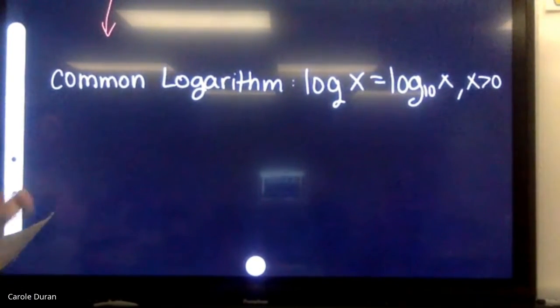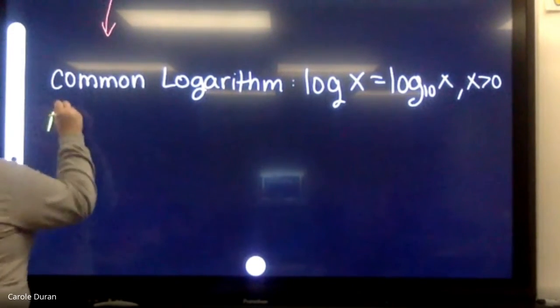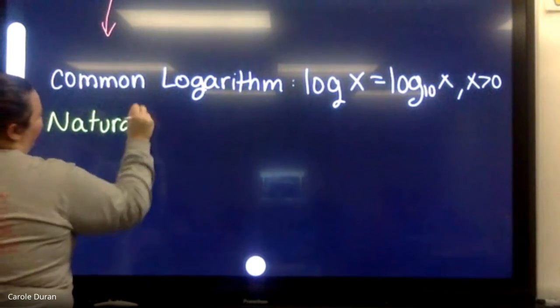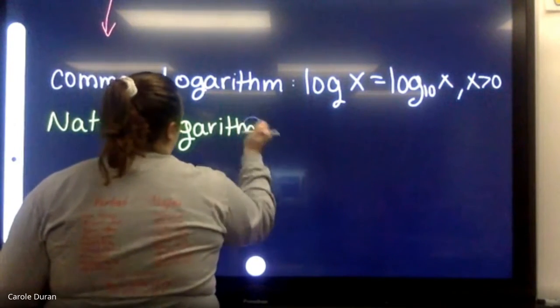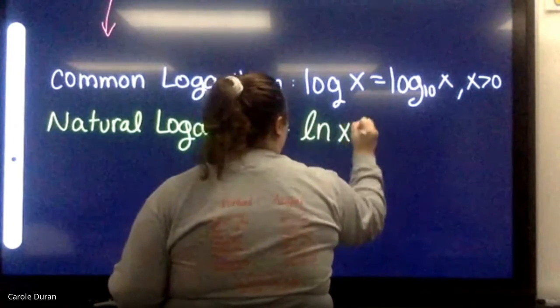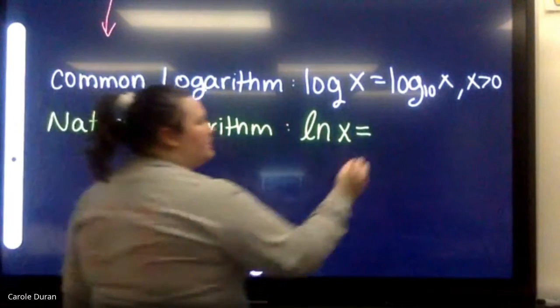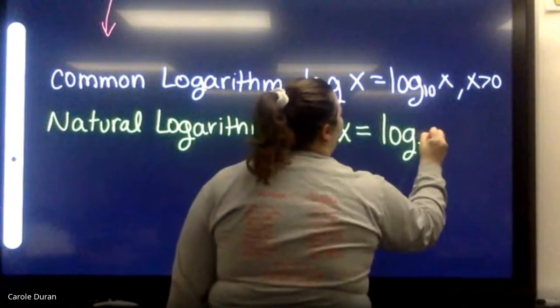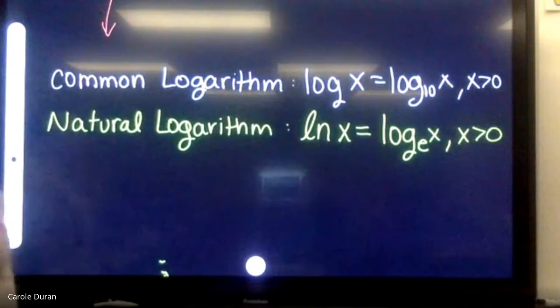After the common log, what do you guys think the other type of logarithm is? The natural log. The natural logarithm is ln. Hopefully you've seen that somewhere before. This is equivalent to log base e of x, and also only applies when x is larger than 0.